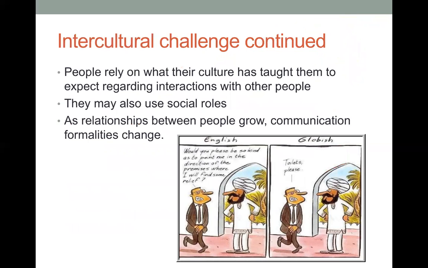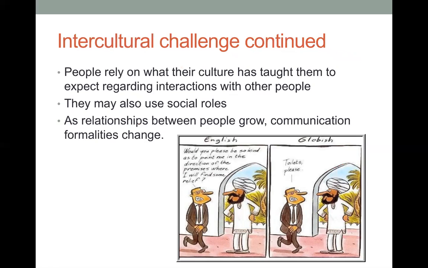People will rely on what their culture has taught them regarding expectations for cultural interactions. So, for example, when we wave hi, and when I say we, I mean people in the United States of America in general, we generally expect them to wave hi back. When we reach out our hand for somebody to shake our hand, we expect them to put their hand out. When we smile at somebody, we probably expect them to smile back. But what we have learned in our culture isn't necessarily what other people are taught is normal in their culture.